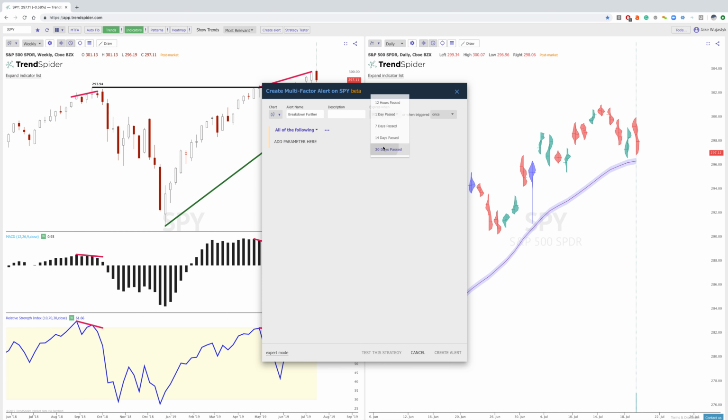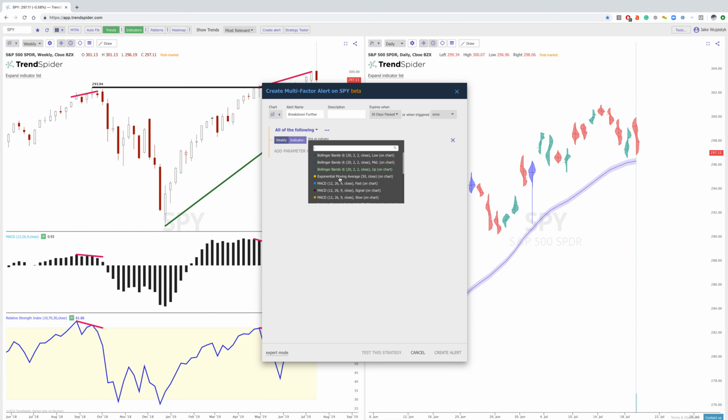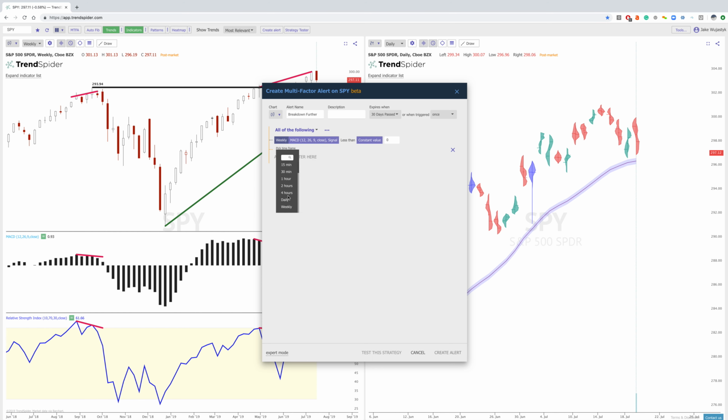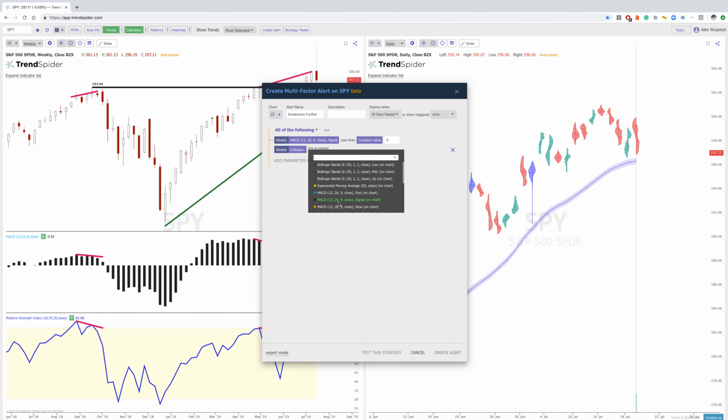expires in 30 days. And what I'll do here is I'll just look for the condition, which is the weekly indicator, and this would be the MACD signal, which is just the histogram, is less than the constant value of 0. And then I'm also going to add the weekly RSI, that's the 10 here, has crossed down through the constant level of, let's say, 55. So whenever these two things break down further, I will get the alert when both of these occur.